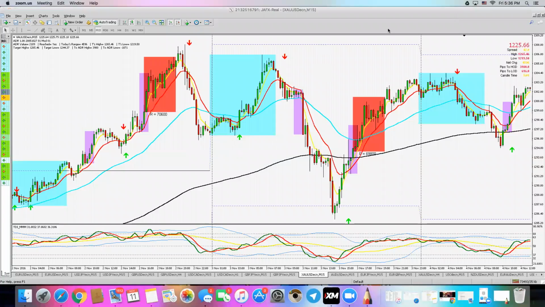Okay. We have a big fat multi-session M here. Okay. We have our first leg over here. It did it a little bit after New York session. We have our high of the day marked here for us. And we have our second leg here. It did it during Asia.